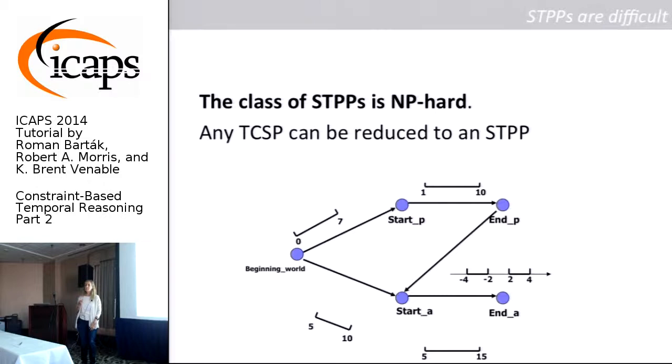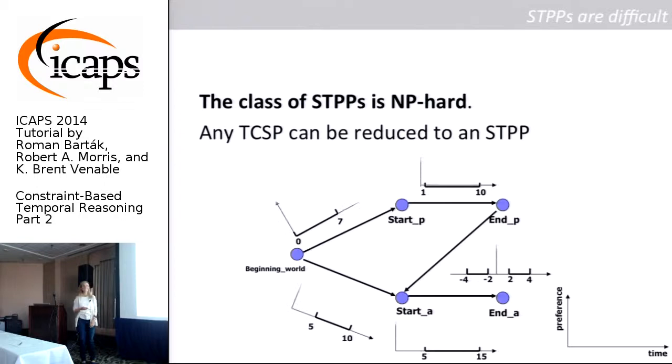And just, so do you remember what is the complexity of solving simple temporal networks? Polynomial. So by making this framework more expressive, are we throwing away the advantages in terms of complexity out of the window? Yeah, we are.